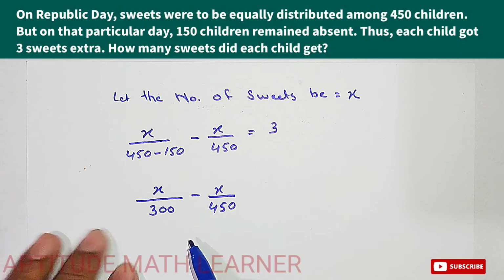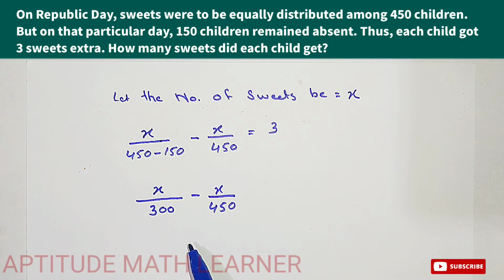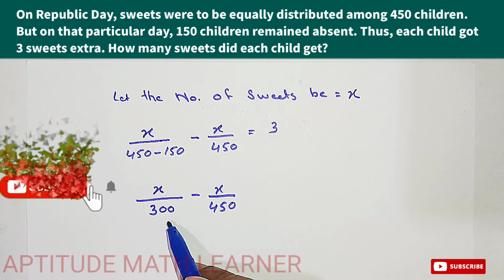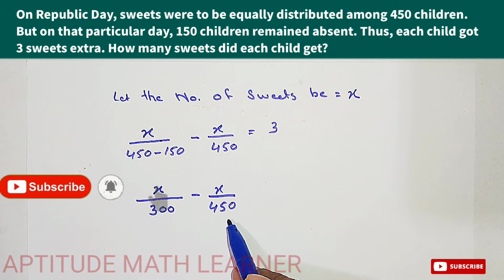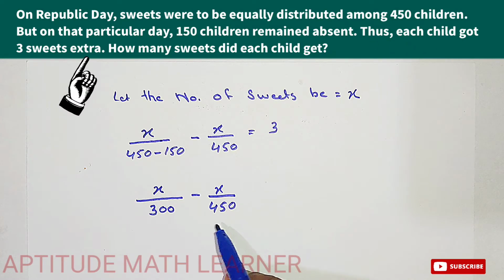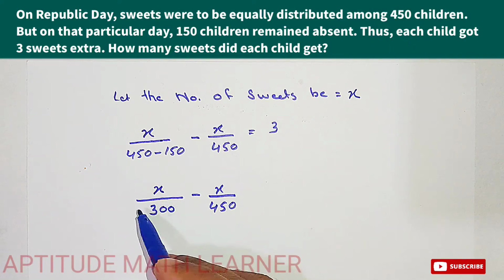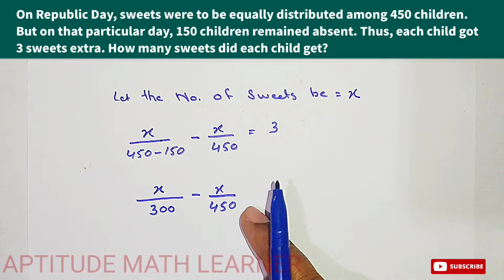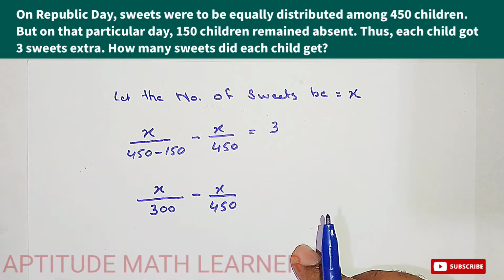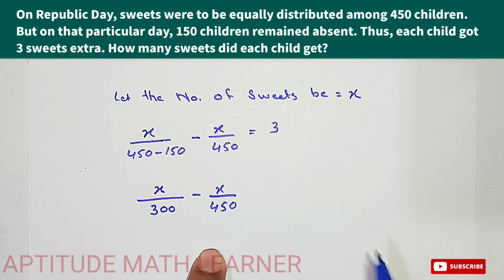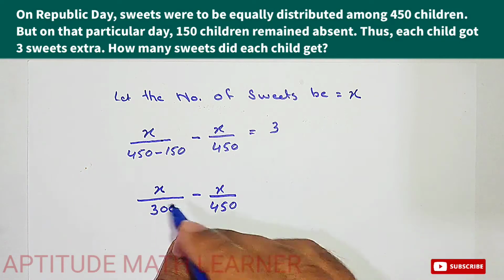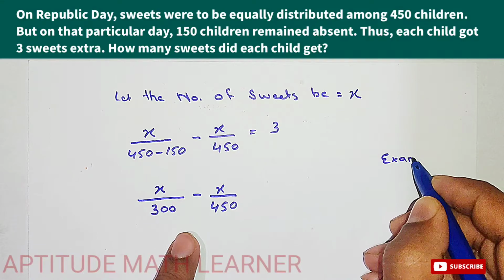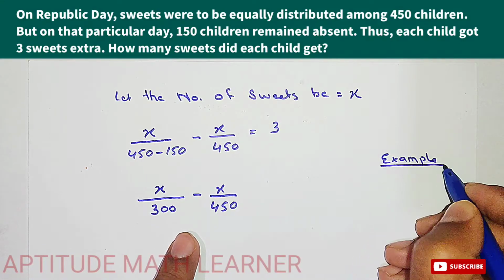If you look, some people are mostly confused, saying that this is a smaller number and this is a greater number. That is wrong. This portion, x divided by 300, is greater than x divided by 450. I will make it clear to you with an example, just for your understanding.